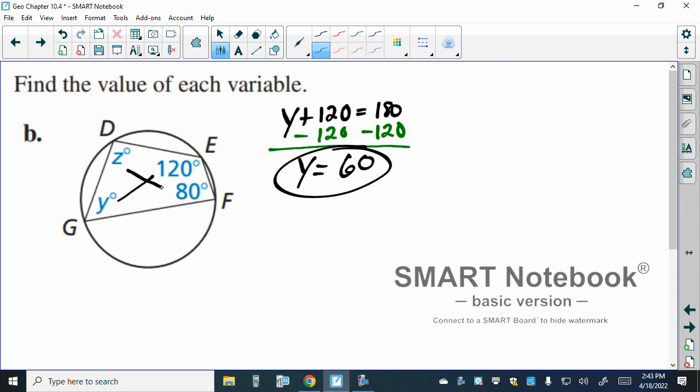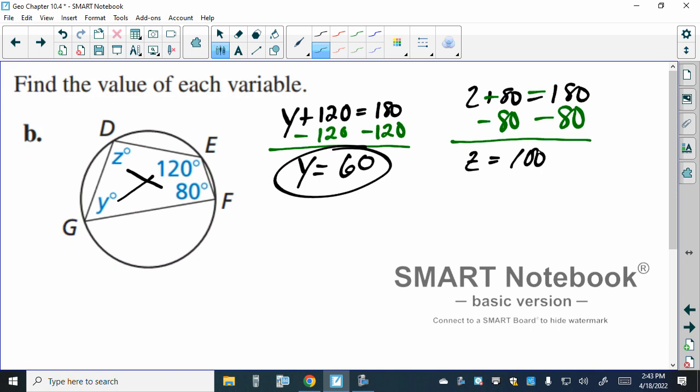What do we know about z and 80? They add together to be 180 because the opposite angles in an inscribed quadrilateral add together to be 180. And here we would subtract 80, which will tell us that z is 100. Because the opposite angles in an inscribed quadrilateral add together to be 180. Any questions on this here? Okay.